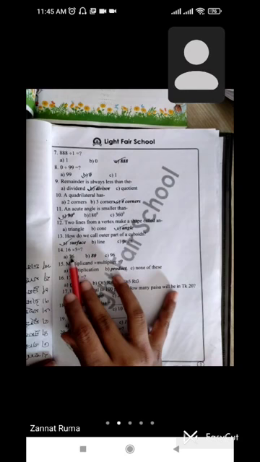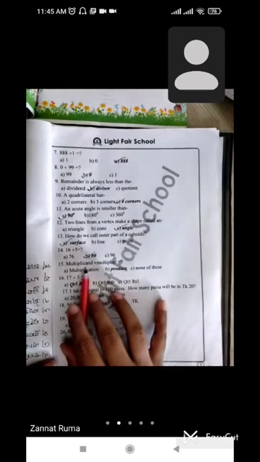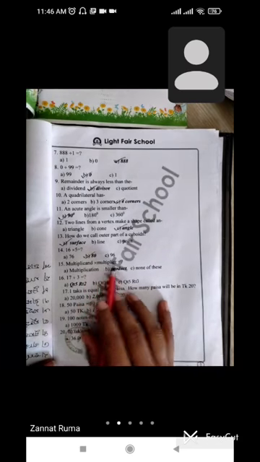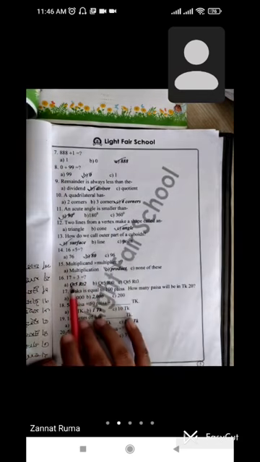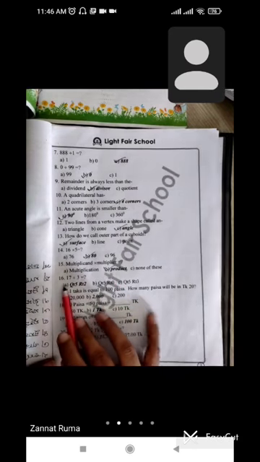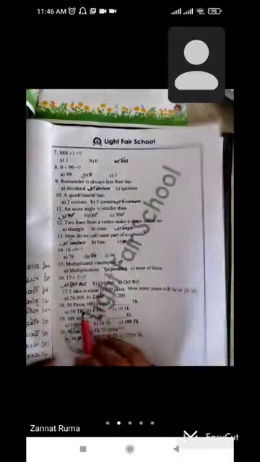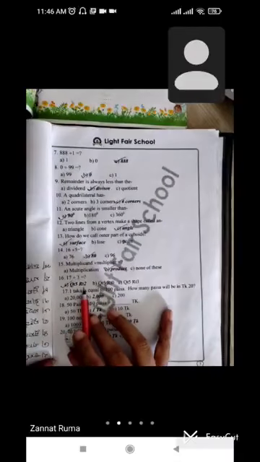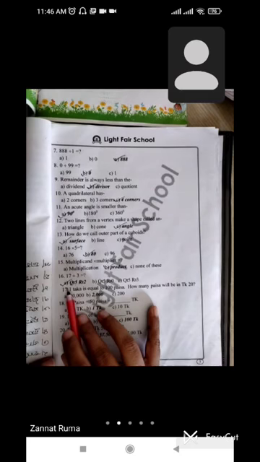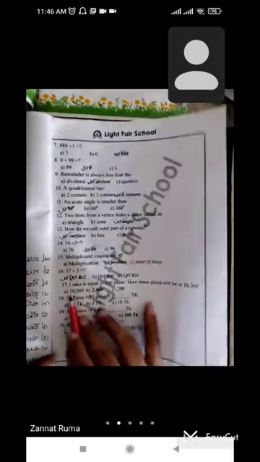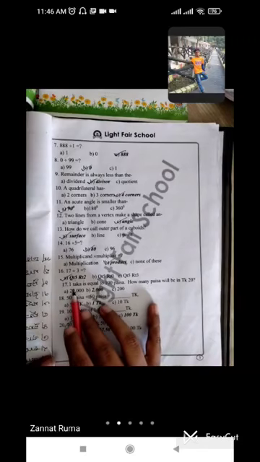Okay. Now 16 multiplied by 5. 80. Okay. Multiplicand into multiplier equal to product. Then 17 divided by, the answer is A. Question 5 and remainder. Number A. 16 number A. Okay, now 17 number.